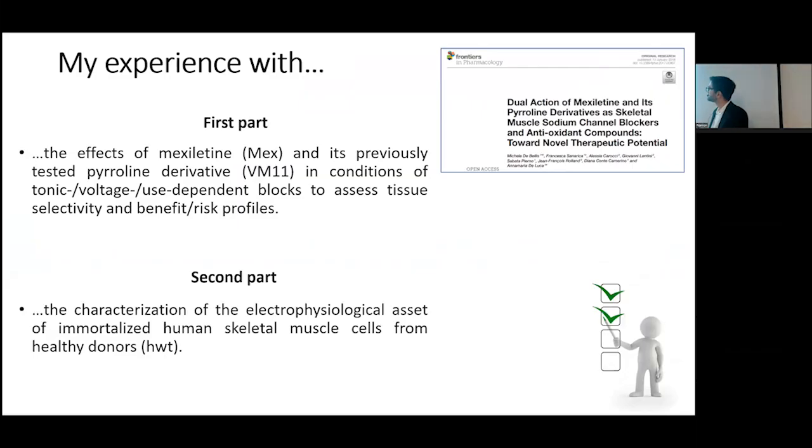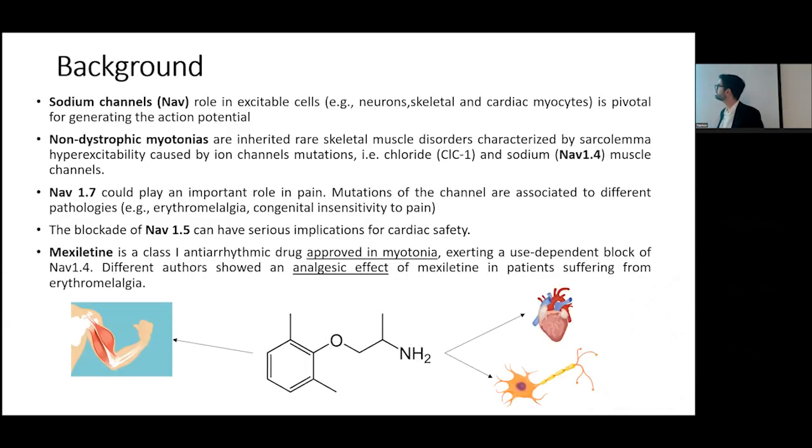This talk will be divided in two main parts. The first part will be about the effects of mexiletine and its pyrrolene derivative that we tested previously in our lab in condition of tonic and voltage use-dependent blocks to assess tissue selectivity and benefit risk profiles. The second part will be about the characterization of the electrophysiological asset of immortalized human skeletal muscle cells.